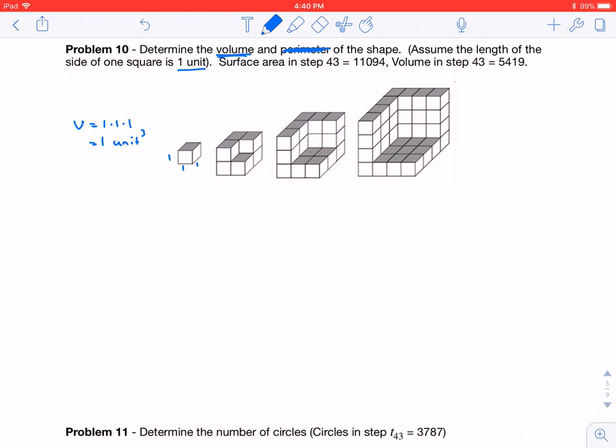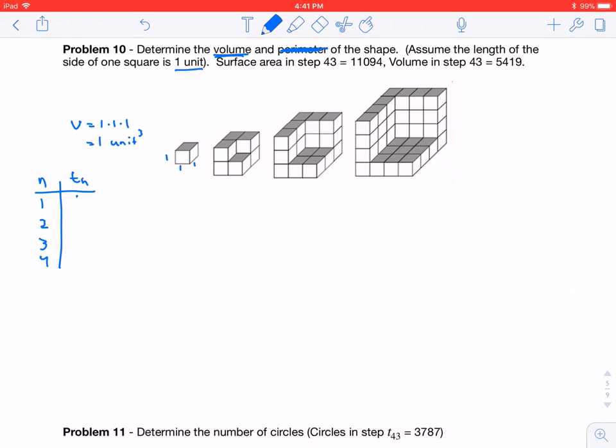And that makes our math a little bit nicer. So if we do n and Tn, we have 4 shapes. And if we start counting, we can see that our first shape has 1. Our second shape has 1, 2, 3, and then 4 behind it. So it's going to be 3 plus 4, which is 7.